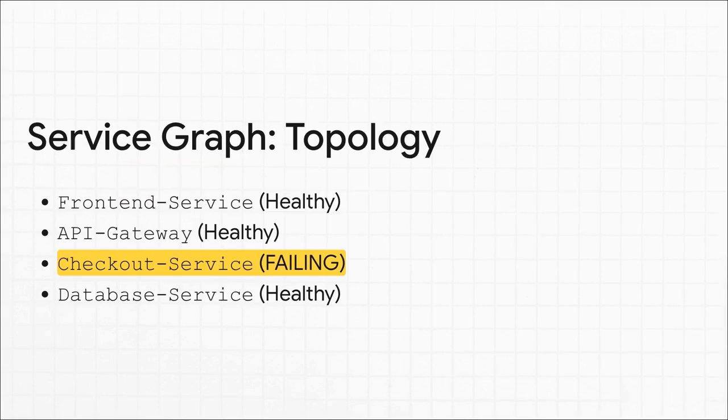And boom, right away, this just shows you the power of the mesh. Instantly, the service graph lights up with red. The front end looks good, the API gateway is green, but the checkout service, it is clearly failing. In literally seconds, we've narrowed our search from our entire system down to one single microservice.